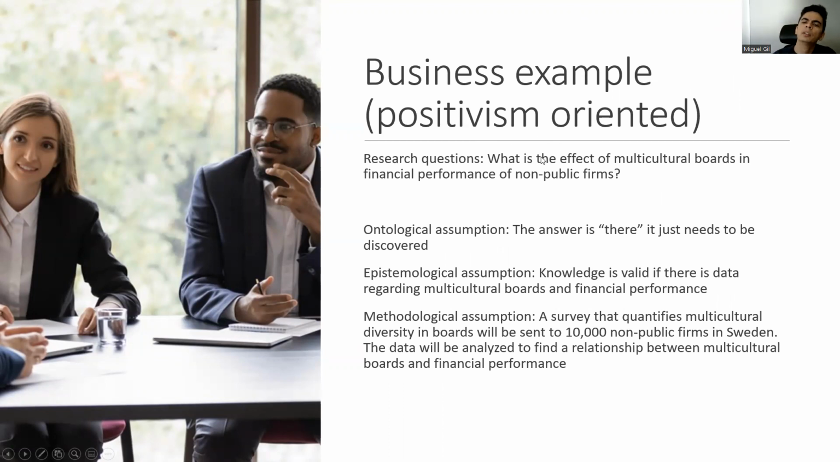So very positivism oriented. You assume that the answer to this question is there. The effect is there. I just need to discover the effect. So to create knowledge to answer this question, I need to use data regarding multicultural boards and financial performance. So very measurable, very objective data. And the methodological assumption, how do you do this?